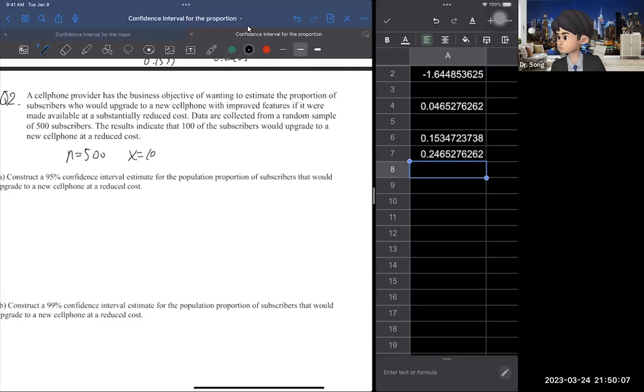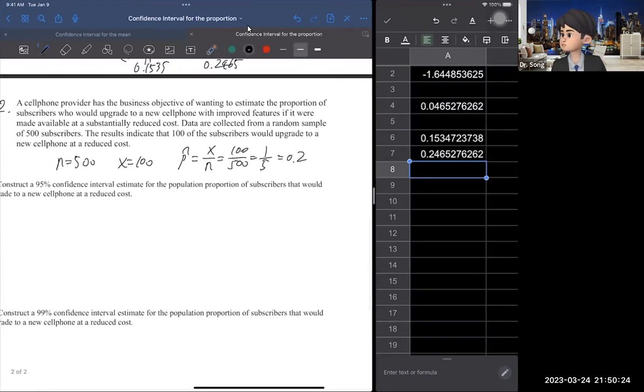The results indicate that 100 subscribers would upgrade to a new cell phone, so x equals 100. From there, you can calculate p hat, which is x over n, 100 over 500. That's 1 over 5, or 0.2. Then you can check n times p hat is greater than 5 and n times 1 minus p hat is greater than 5. Of course, this question satisfies the condition.